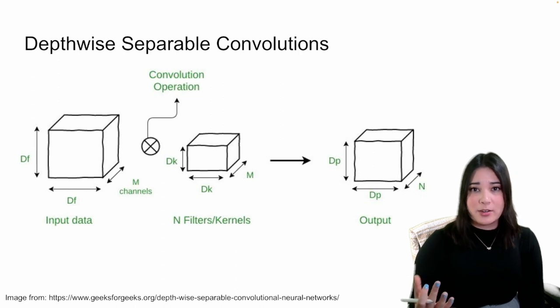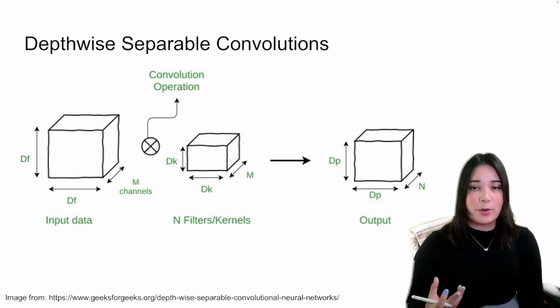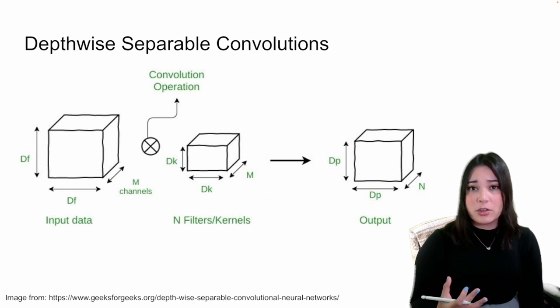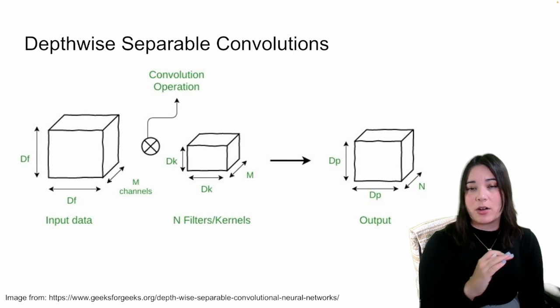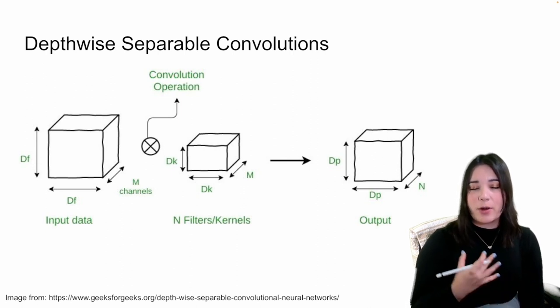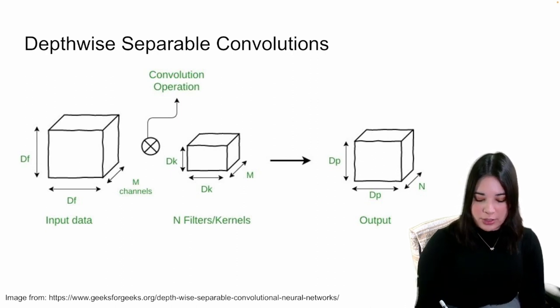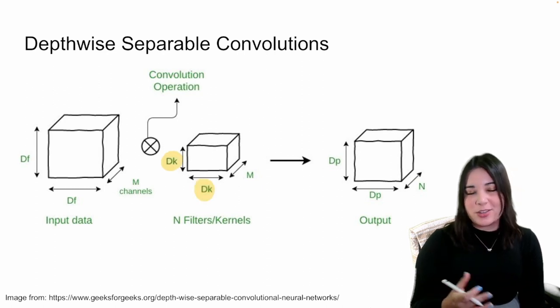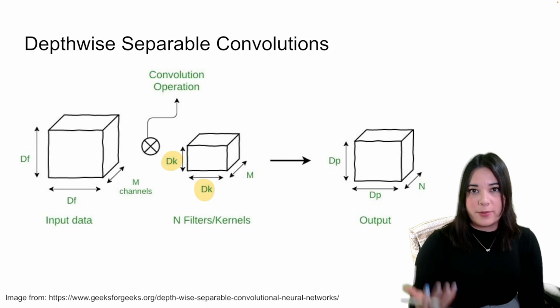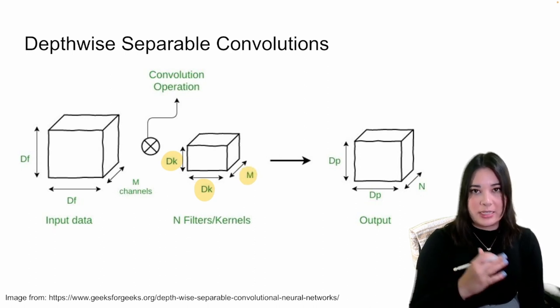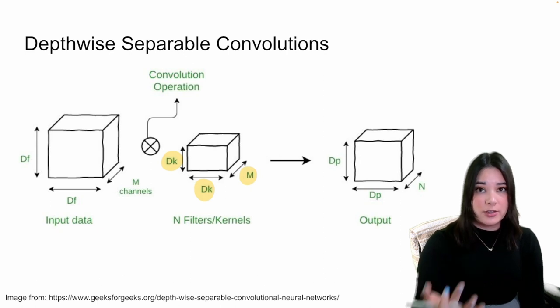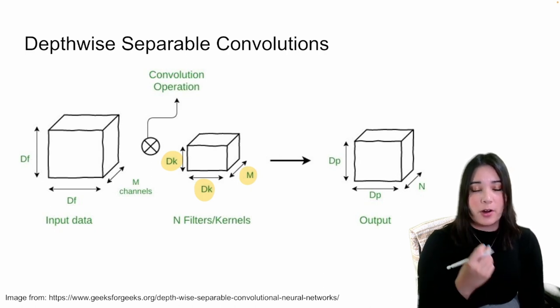Now, one thing we talked about in the previous lecture is that convolutions are pretty expensive operations. There's a lot of parameters to learn and a lot of calculations that are happening as we take our filter and slide it across our image. This picture on the screen represents a typical convolution. For each convolution, we have a filter that is dk by dk, where dk is just the height and width of that filter. Each of our filters also has to have a depth of m because it needs to apply to all m channels in our image, for instance 3 for our RGB image.